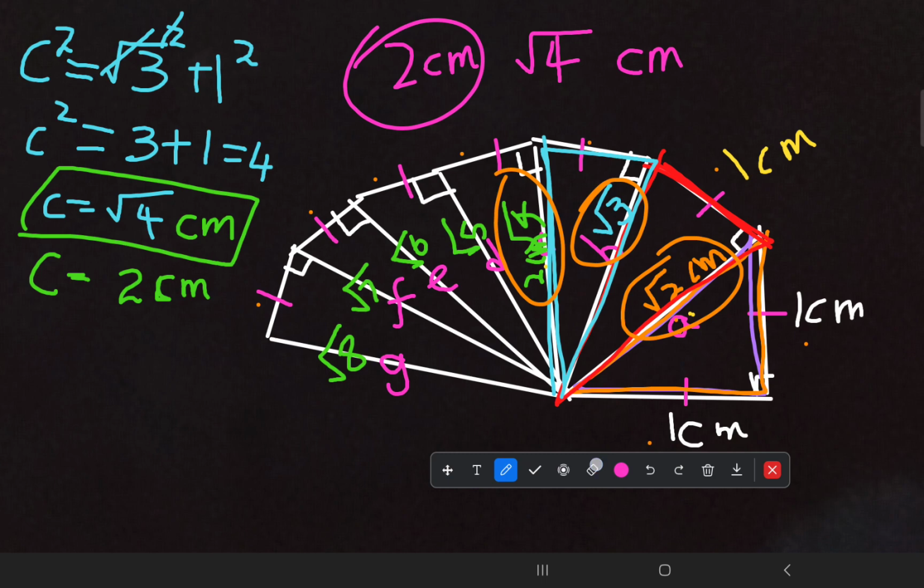But another mistake students mostly make is they write something like square root of 4 centimeters, with the centimeters inside the square root. That's totally wrong, because there is no square root for centimeters. Centimeter is the measurement. There is no square root for measurements. So, we have to write clearly square root of 4, then centimeters separately. This is the way you should do your question. That's all.